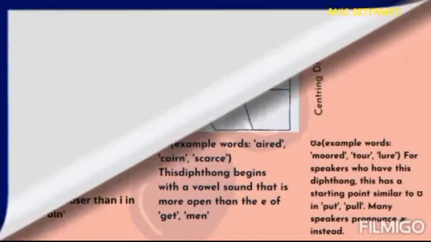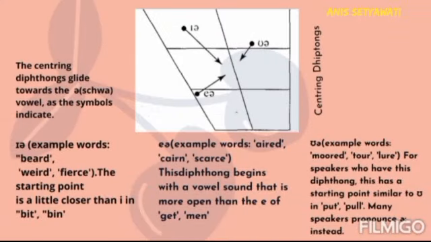The centering diphthongs glide towards the schwa vowel as the symbols indicate. ɪə. Example words: beard, weird, fierce. The starting point is a little closer than ɪ in pit, pin.